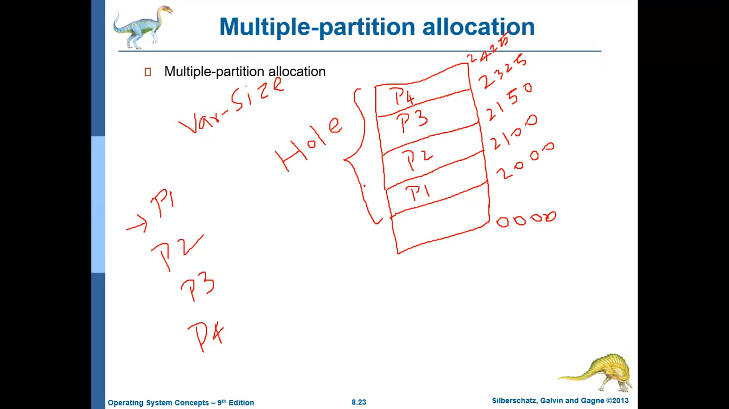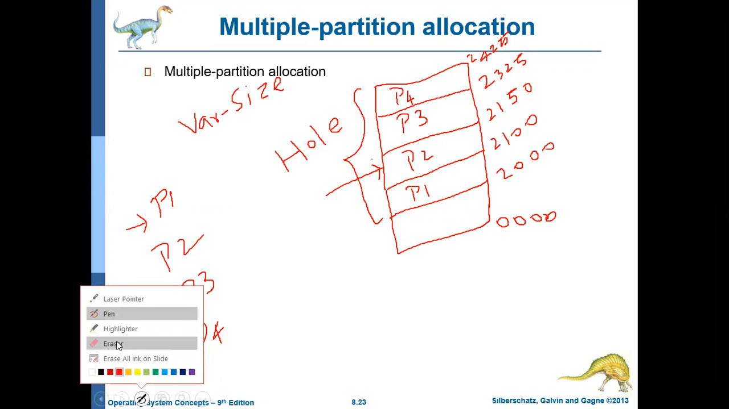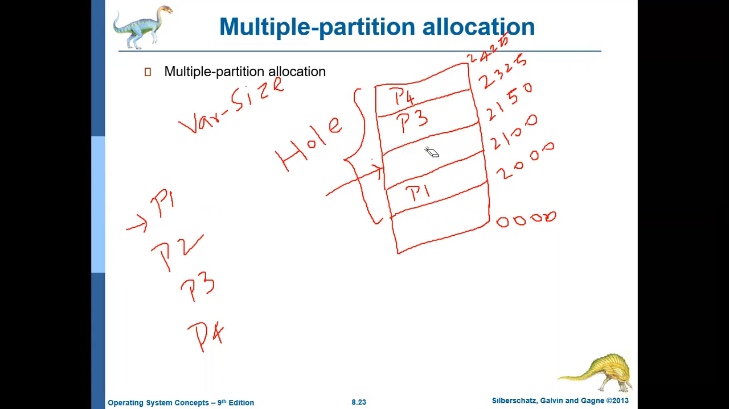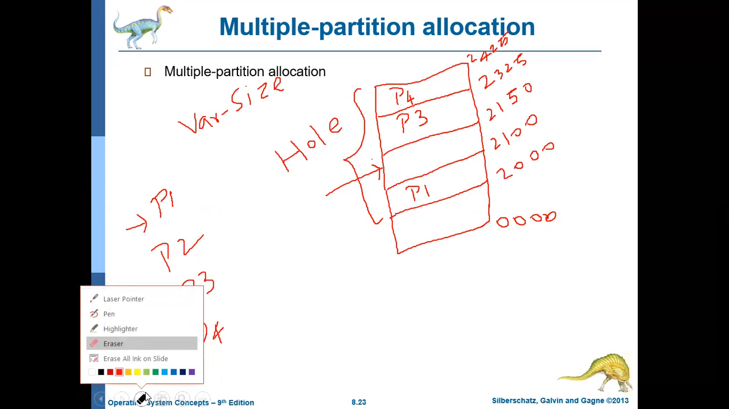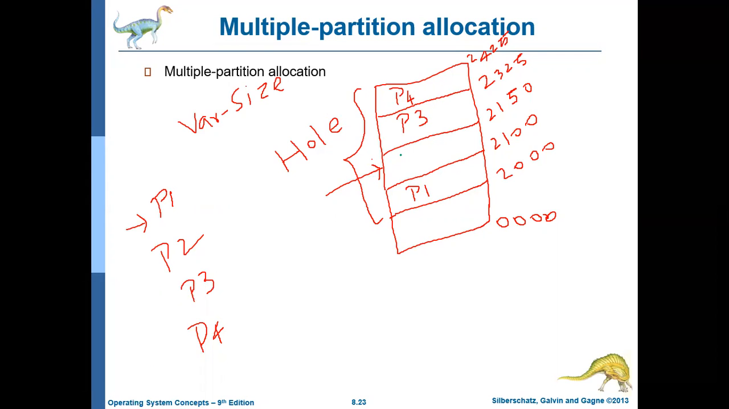Now assume that after some time P2 completes. P2 has finished its execution, and P2 was using only 50 MB. So this 50 MB of memory will be freed, and a hole will be created. There is a hole, and the size of the hole is 50 MB.